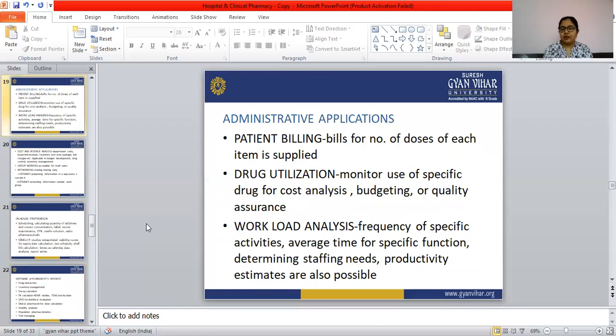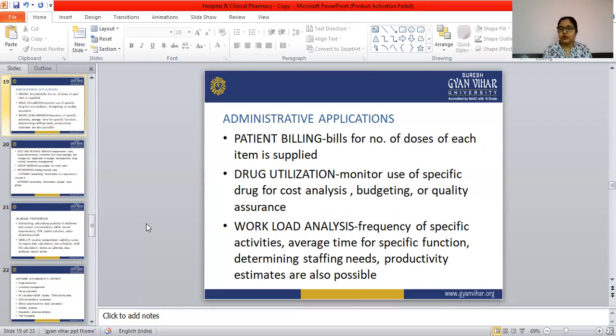Then administrative application. Okay, how is the computer applicable in the administrative field? The patient billing, drug utilization, workload analysis, these all are done with the help of the computer. In patient billing, the number of doses of each item supplied is billed, so we can find that out with the help of the computer. Okay, drug utilization.